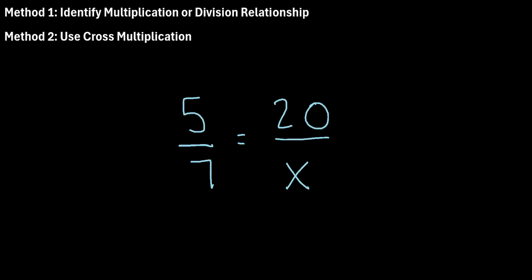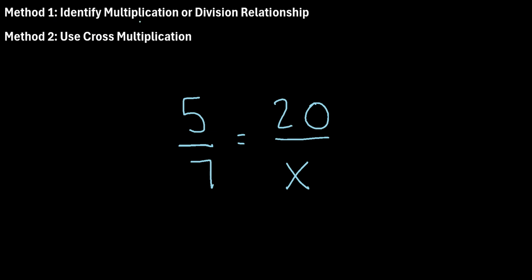In this video, we will talk about how to solve proportions. So I have 4 examples for us to work through here. Let's check out the first example. Let's say we have 5 over 7 is equal to 20 over x, and we want to figure out what x is. So there are 2 methods that you can use to solve proportions.